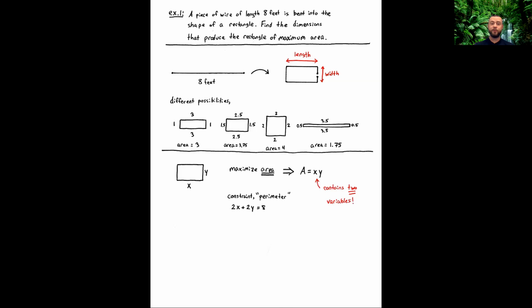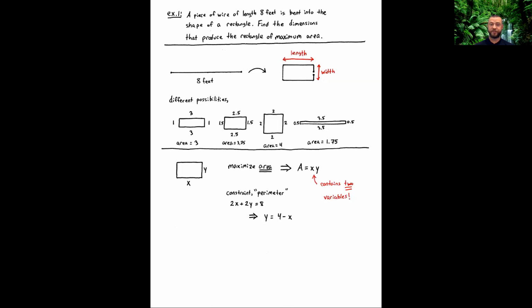Now, how do we actually use this constraint in practice? Our area function depended on two variables. Give yourself a few seconds, solve that constraint equation, the perimeter equation, solve that for y. All right, that should be pretty simple. You can subtract 2x and then divide by 2. You should get y comes out to be 4 minus x.